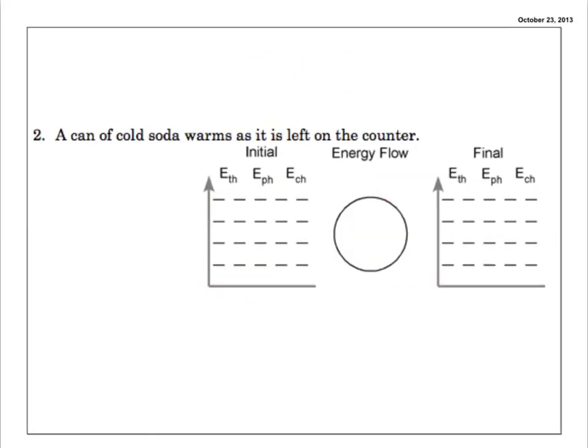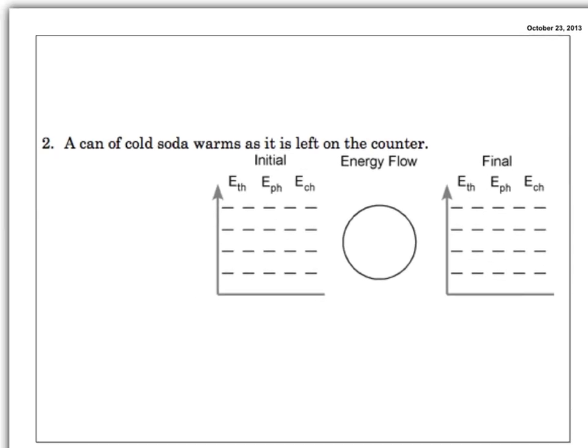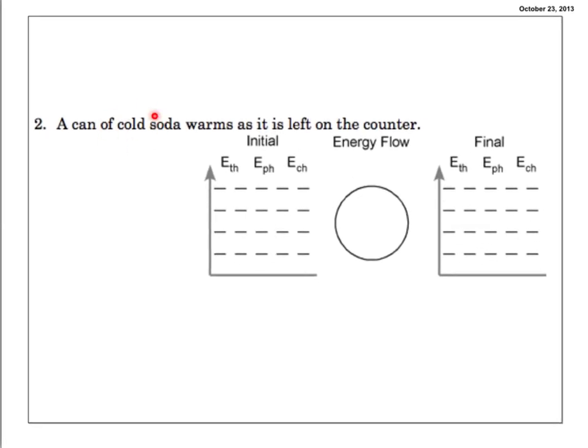Now, this next one, let's go ahead and do together. For this next one, we have a can of cold soda. So if we have a can of cold soda, what's that going to be like? I'm going to start with the EPH, for initial and final. If we have cold soda and it warms as it's left on the counter, then what state of matter is that? Well, soda is going to be a liquid.